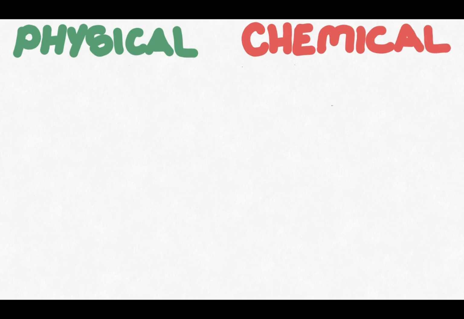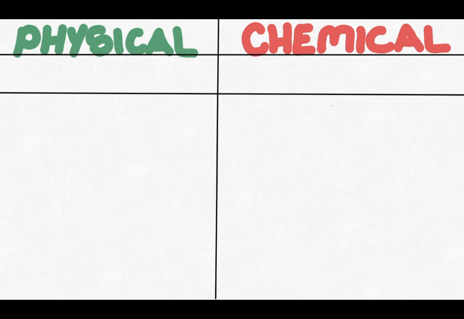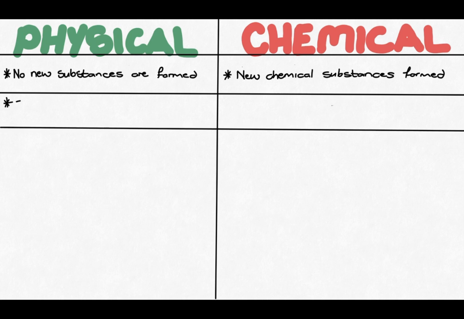So let's quickly summarize the differences between physical and chemical reactions. First of all, physical reactions do not form any new substances. The only thing that happens is they physically change visually. In chemical reactions, new chemical substances are formed. The atoms rearrange and form bonds with other atoms to form new substances. Physical reactions are also easy to separate and easy to reverse, whereas chemical reactions are not as easy to reverse.